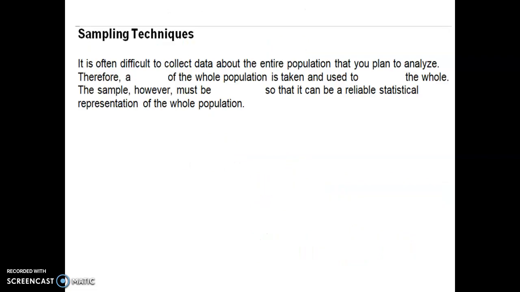So sampling techniques. As I mentioned, it is often difficult to collect data about the entire population that you plan to analyze. Therefore, a sample of the whole population is taken and used to represent the whole. The sample, however, must be non-biased so that it can be a reliable statistical representation of the whole population.